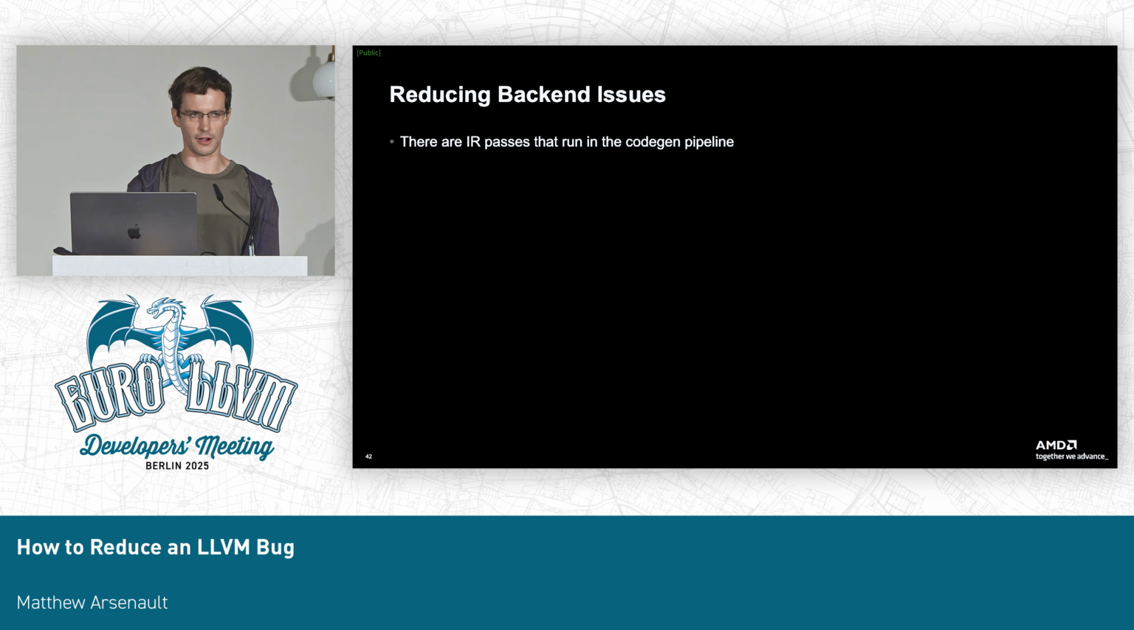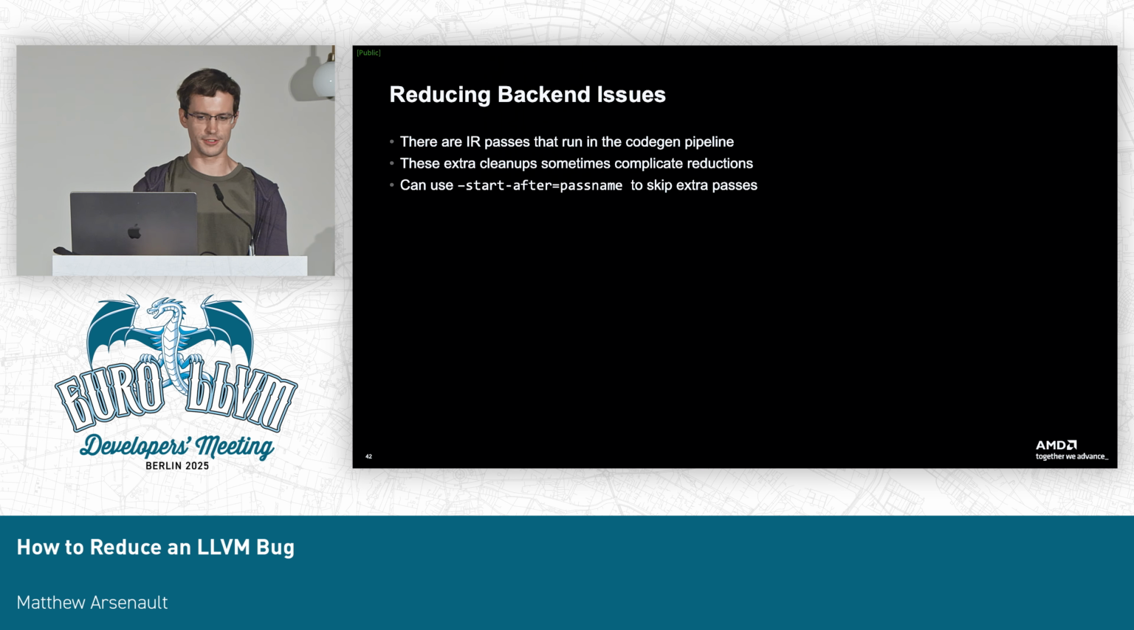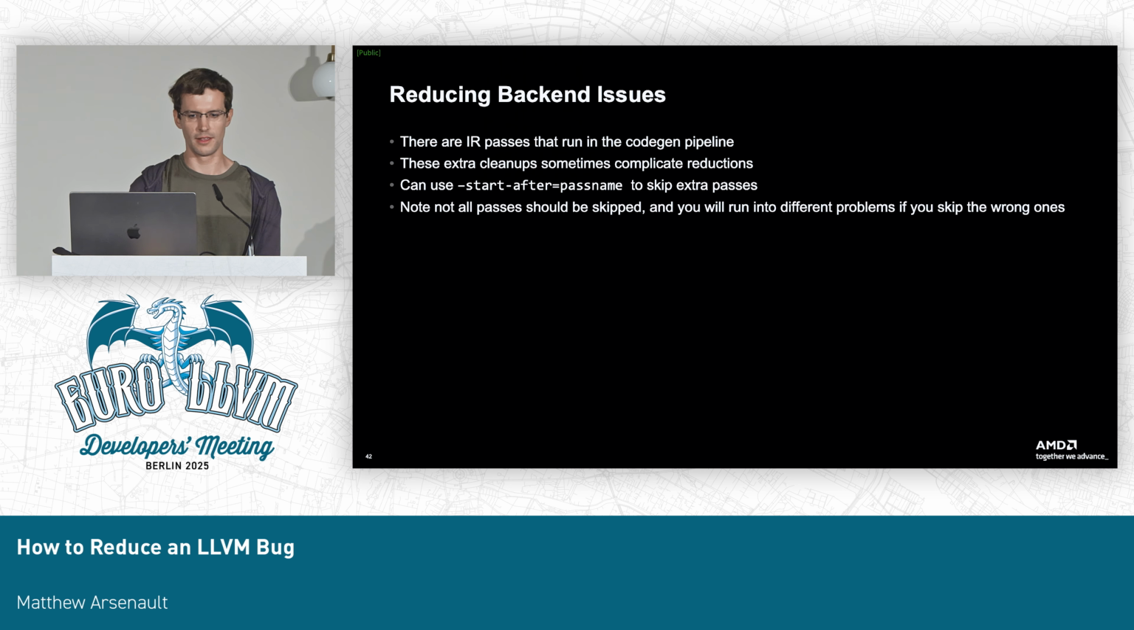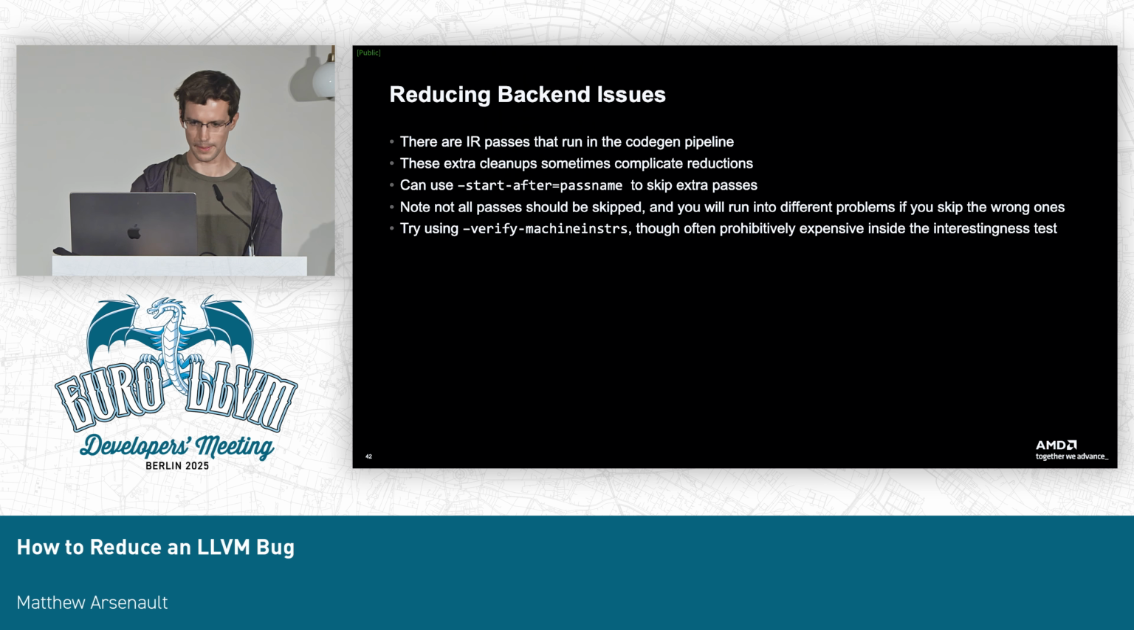Another thing to be aware of is there are IR passes that run in the code-gen pipeline. There are additional IR optimizations that are repeated from the middle end, and these extra cleanups can complicate reductions and getting to minimal test cases. It is possible to use start-after or stop-before to skip these extra passes, but this infrastructure isn't great. Not all passes can or should be skipped, but nothing stops you from skipping them. So if you skip the wrong thing, you might just blow up on something else later, and that's unhelpful. Yeah, and verify machine inserts can be helpful.